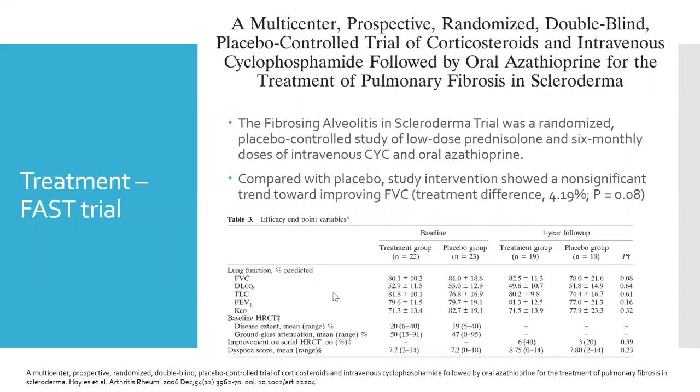So we were looking at other options. This was published in the Arthritis and Rheumatology journal a year before, around the time the SLS came out, and this basically looked not just at cyclophosphamide, but also at having them on maintenance with oral azathioprine. What was seen when compared to placebo was that with this regimen, having them on prednisone and cyclophosphamide initially, and low-dose prednisone and 6 months of cyclophosphamide followed by oral AZA, there was a non-significant but there was a trend towards improvement in FVC. So we were looking at other options.